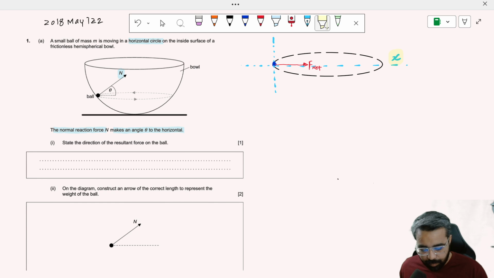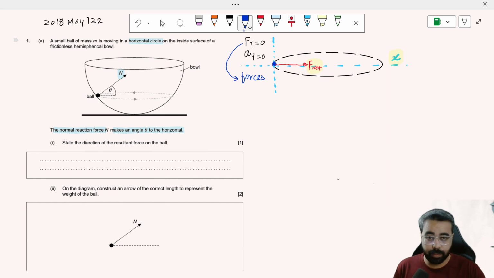Secondly, when we say an object is moving in a horizontal circle, it means that its resultant force, as I told you, is horizontal. It means that there is no force along the y-axis. Very important point: there is no force along the y-axis, which means there is no acceleration along the y-axis. In other words, the forces along the y-axis in our rectangular coordinate system are balanced, which we will use later in the form of equations as well.